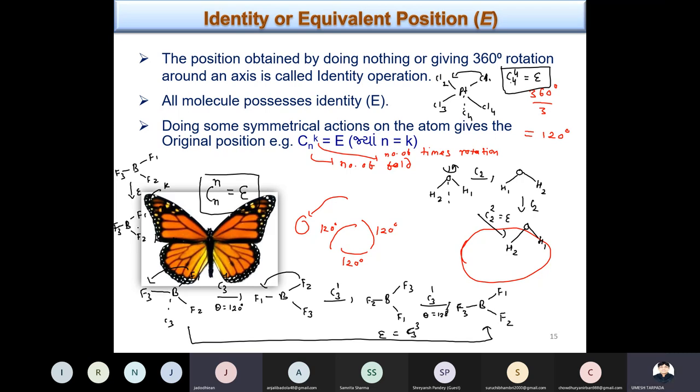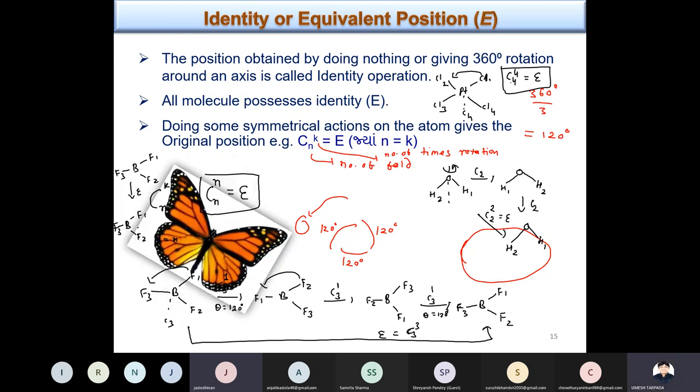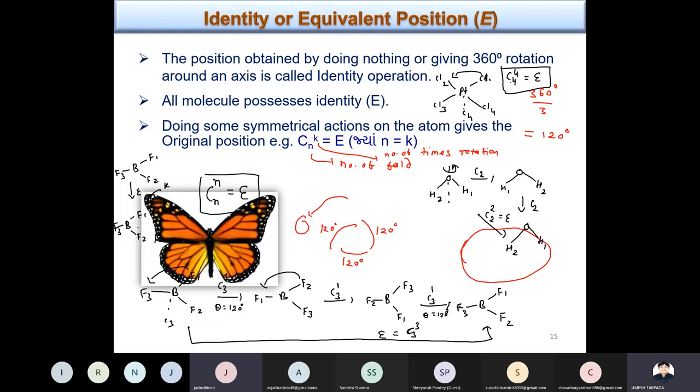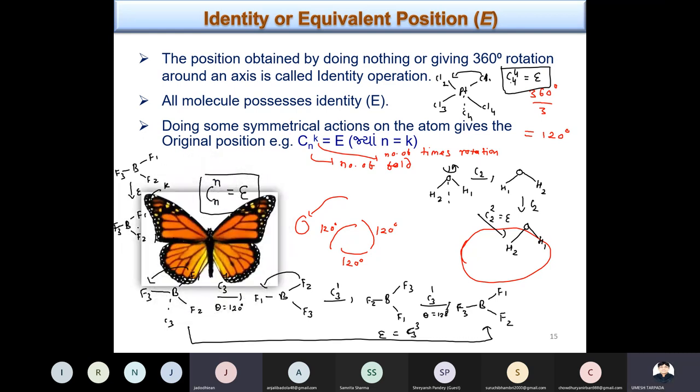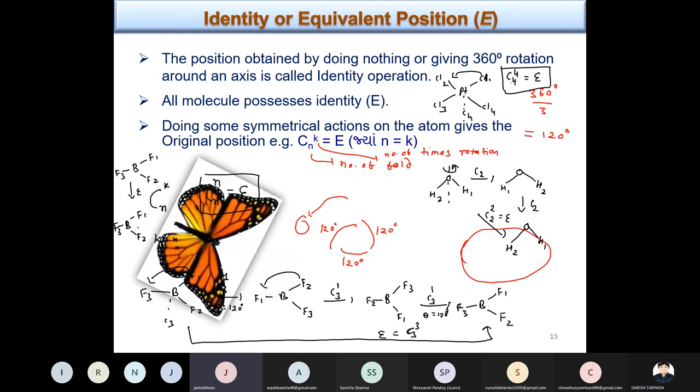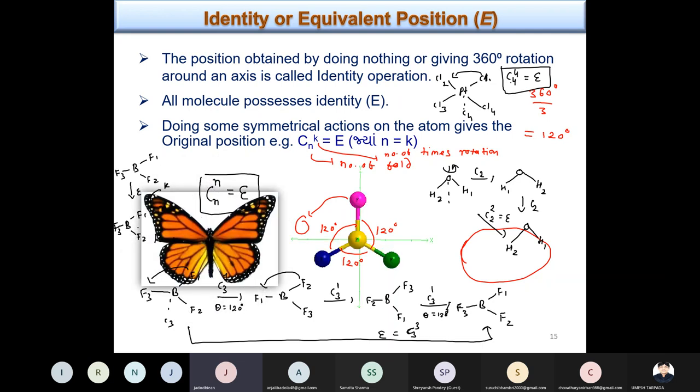Now see, this butterfly is there. This is identity. See, rotation is given at angle 360. Look at here. So you are getting the original structure. Now see, in this case, this is nothing but BF3. Boron is there in the center and three fluorine are there. One is labeled with pink, another with blue, and third one with green.